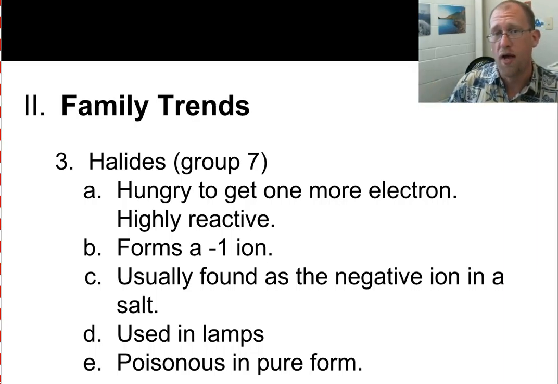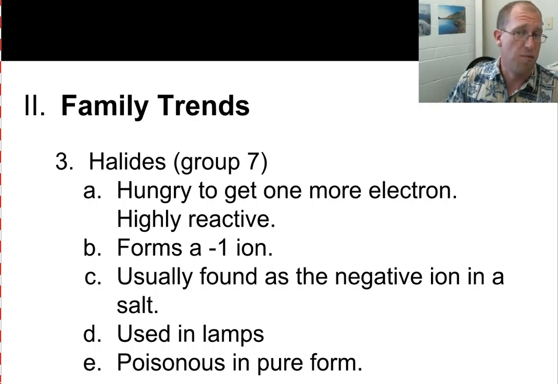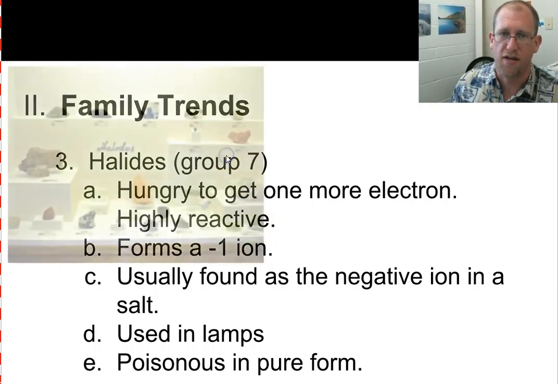They glow, and so we can use them in lamps. If you pass an electric field through them, they glow, and so sodium lamps are something that you'll see. Sorry, I just said sodium. That's not group 1. The halogens, like fluorine, chlorine, iodine, those things. They're poisonous in pure form, and so they will kill you, which we use on purpose, right? Chlorine is used in pools to kill bacteria and algae and things of that nature.